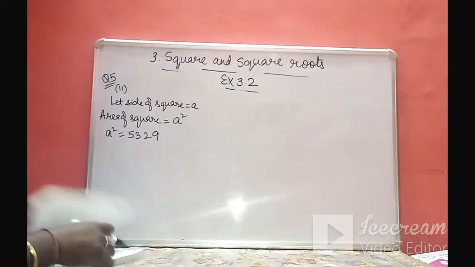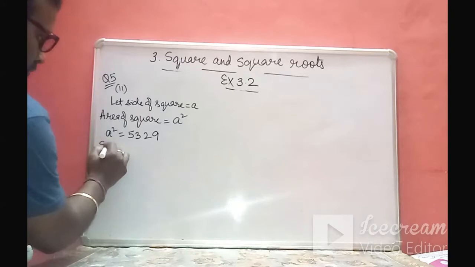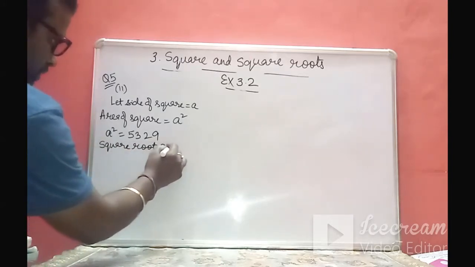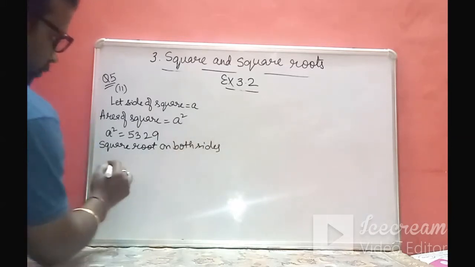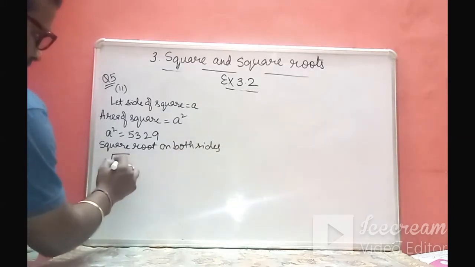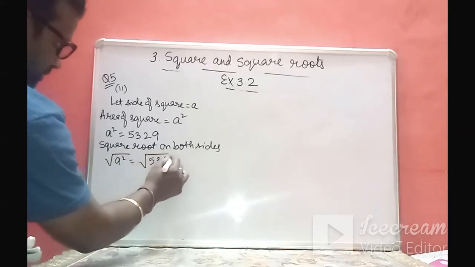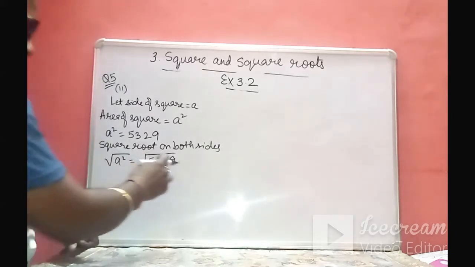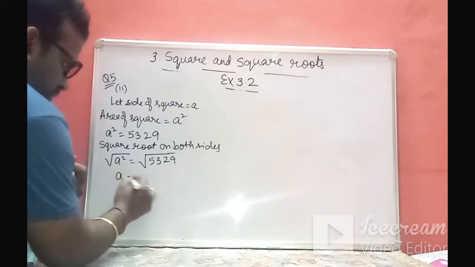So we have to find this a, but we have the value of a square. So always remember, if you want to remove the square sign, then what you have to do? You have to take the square root on both sides. So whenever we take the square root on both sides like this, the square root of a square and the square root of 5329. So now we will do the prime factorization.